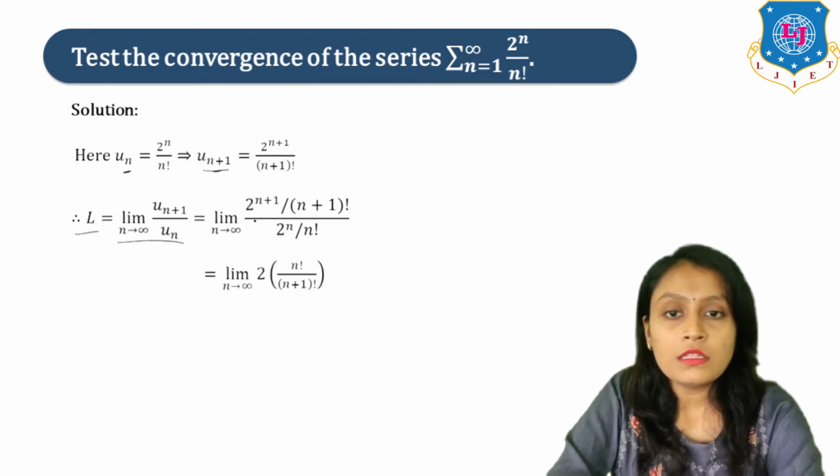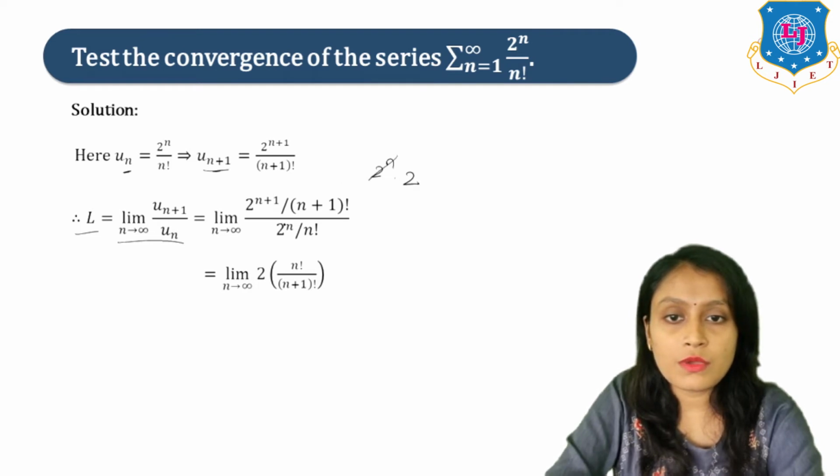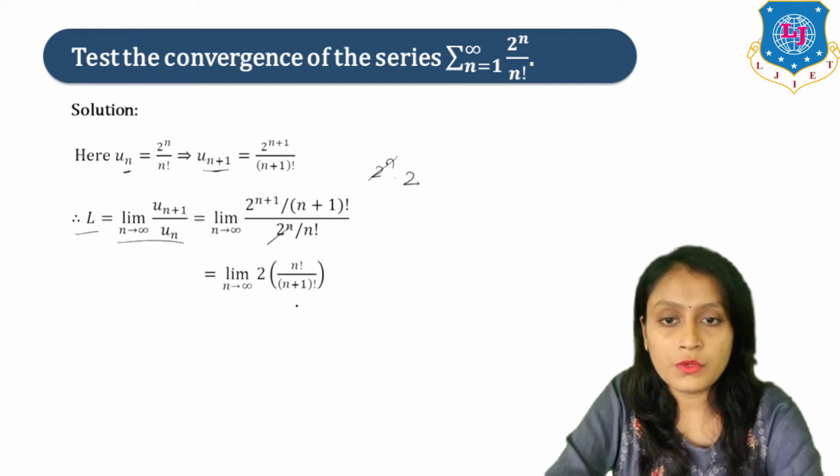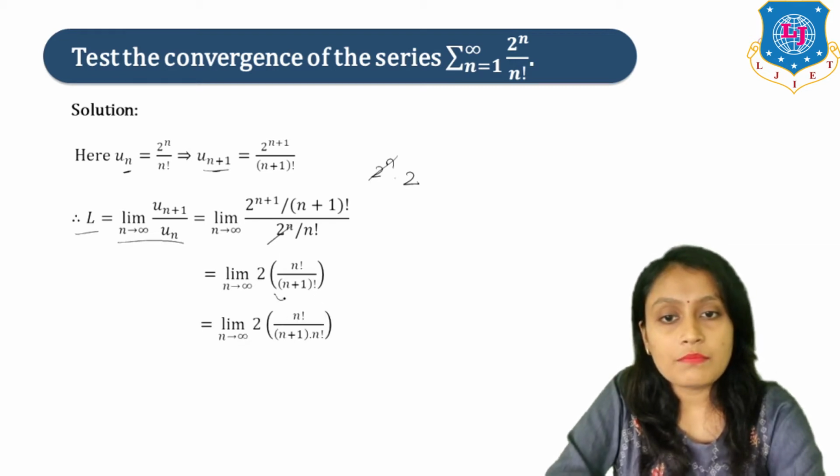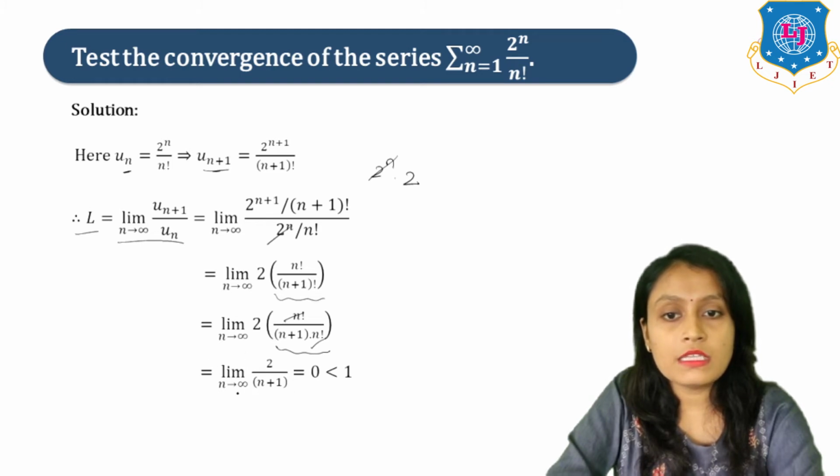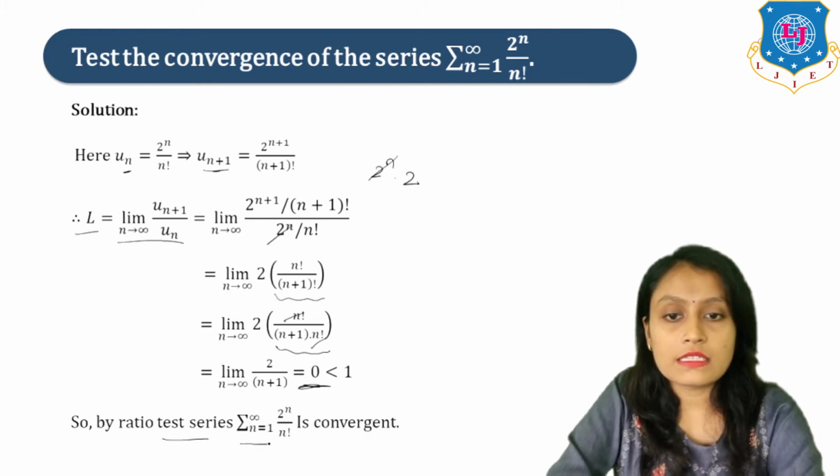Now this 2 raised to n plus 1 we will write as 2 raised to n into 2. So this 2 raised to n will get cancelled. What remains is 2, and this n factorial will go to the numerator, so here we have n factorial upon n plus 1 factorial. Next we will write this n plus 1 factorial as n plus 1 into n factorial, so this n factorial will get cancelled. What will remain is limit n tends to infinity, 2 upon n plus 1. Now as n tends to infinity, this limit will go to 0, which is less than 1. So by the ratio test we can say that the series 2 raised to n upon n factorial is convergent.